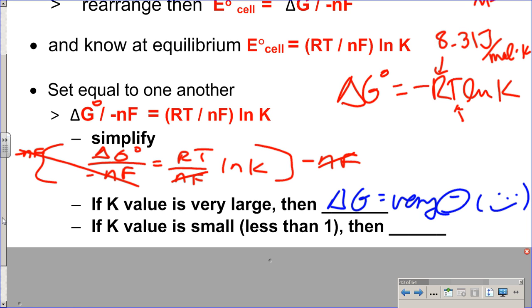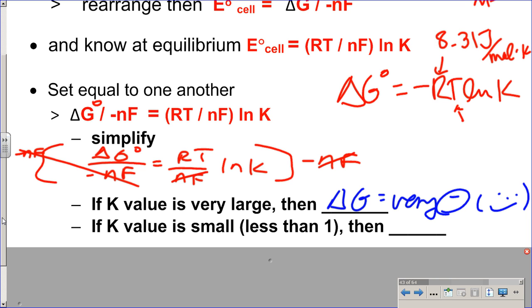All right, so if the K is small, when I say less than 1, what do I mean? Give me an example. So 1 times 10 to the negative 30th. Never do you have a negative K. Equilibrium constants are never negative, because how are you going to get a negative number when it's just products over reactants? It's just concentrations. So no negatives, okay?